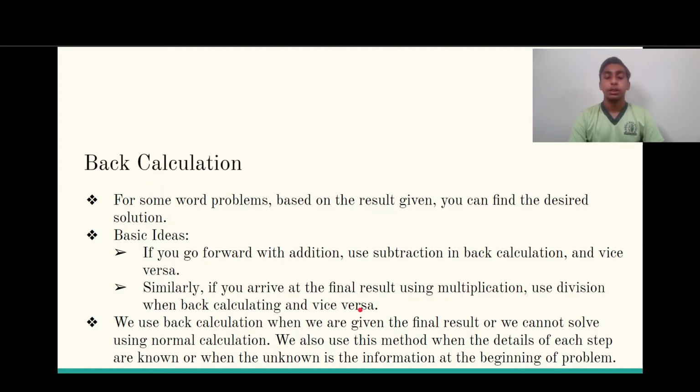So this may seem a little confusing at first, but once we do a few examples, it'll become quite clear what I really mean by using the inverse operation. So we generally use back calculation when we're given the final result, or we cannot solve using normal calculation. Sometimes you're given what they end up with, but you want to find what they started with. We also use this method when the details of each step are known, or when the unknown is the information at the beginning of the problem. So we're trying to solve for the information at the beginning of the problem that just wasn't given.